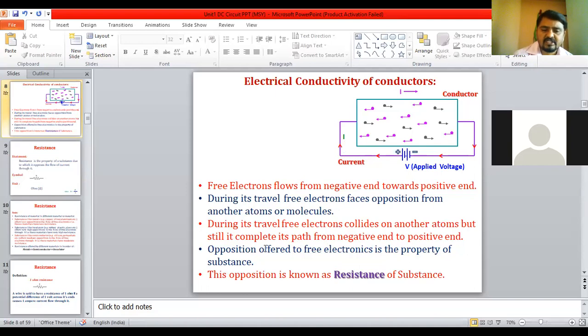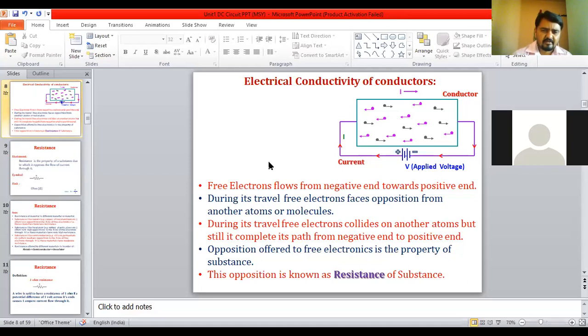So this opposition offered to the free electron is the property of the substance. Property of substance is nothing but the property of the material. Resistance is nothing but what? Resistance is a property of material. Can you tell me, anyone? So that opposition we are going to call as the resistance of a substance, the resistance of that material.